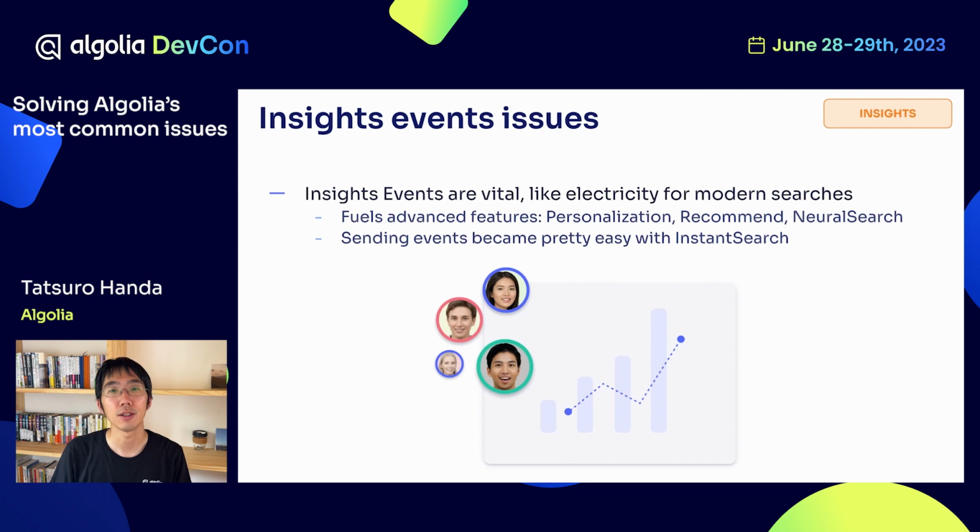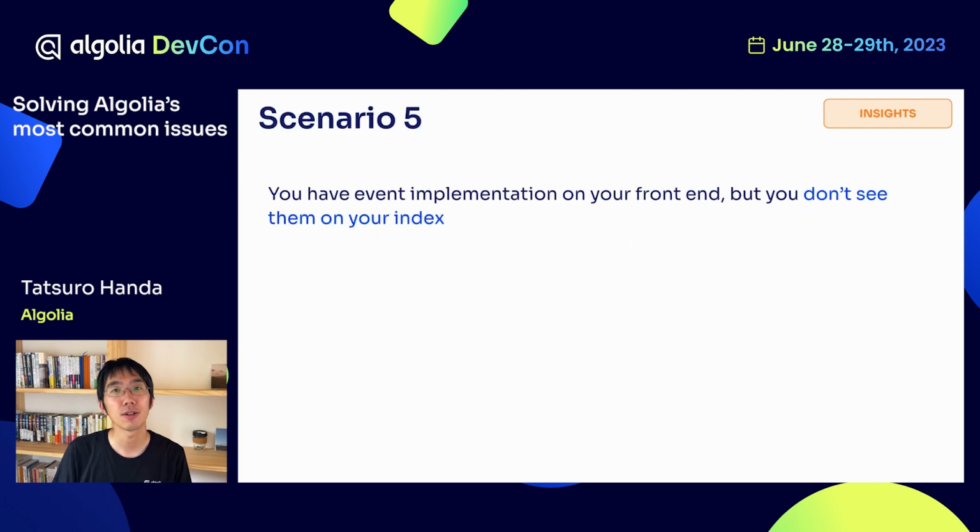It is usually your front end that sends events when there is a customer's interaction, and the implementation of the event is becoming quite easy these days. Our InstantSearch library, for example, enables you to turn it on with just a simple option change. However, to leverage events effectively, it is important to ensure that you have the proper information sent through the Insight event. Let's say you have implemented Insight events on your website to send clicked product information, but you don't see them on your index.